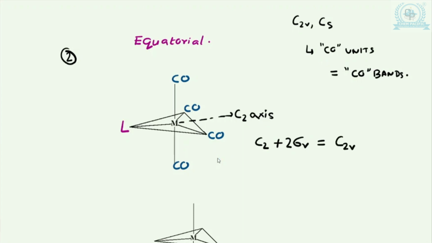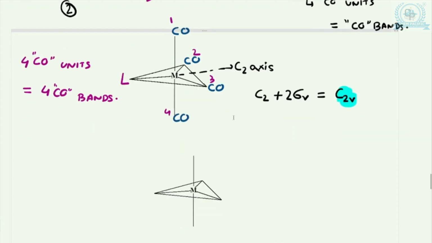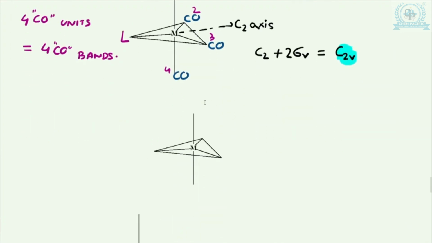So it is the same story: because this is C2V, in this type of structure the number of CO units, here 1, 2, 3, 4, is the number of CO bands. Since in this structure you are having 4 CO units, this will result in the formation of 4 CO bands. Very interesting. I hope you understand. Now let us move on to the third example, that is example number 3.